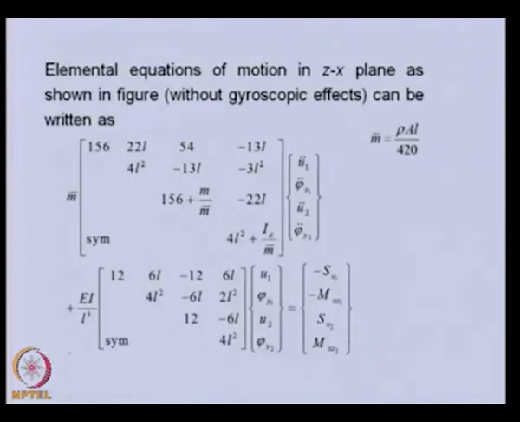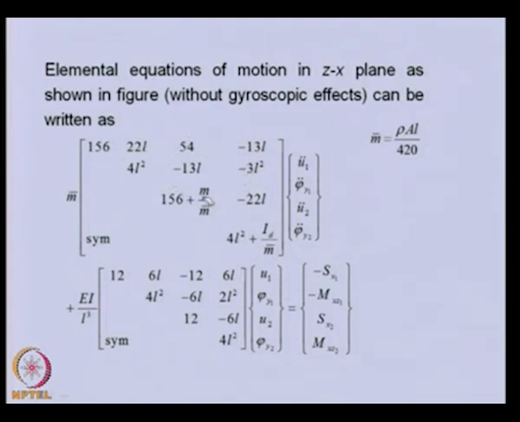Now, we are able to write the elemental equation. First, we are considering one of the plane motions, and we are not considering the gyroscopic couple of the disk. Later on, we will add this particular gyroscopic couple effect. So, let us write the elemental equation in the zx plane, which is the horizontal plane, and this is the mass matrix.